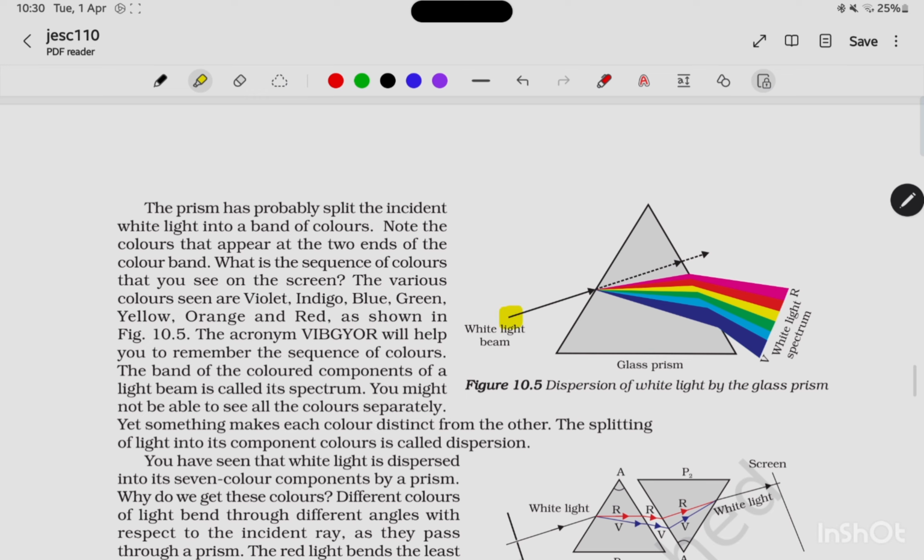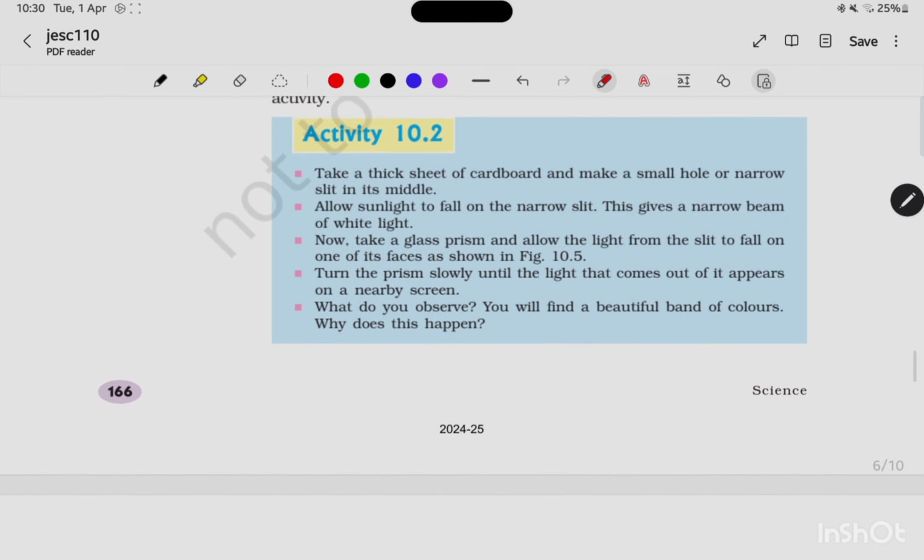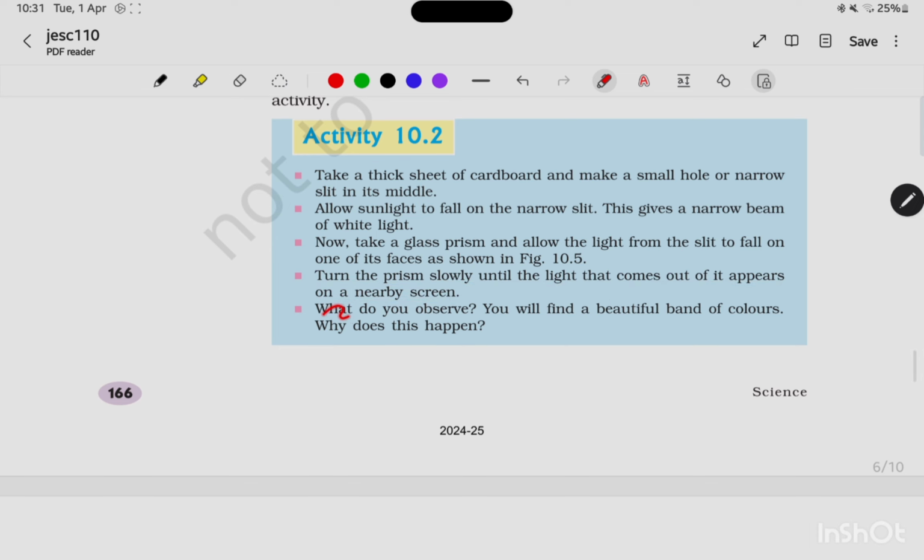So the white light, there shall be this cardboard and there's a slit here through which the narrow beam goes to the glass prism and it breaks down into several colors. Okay. Turn the prism slowly until the light that comes out of it appears on a nearby screen. Now, what do you observe? You will find a beautiful band of colors.